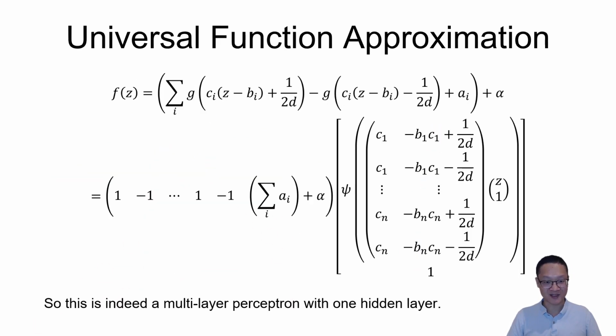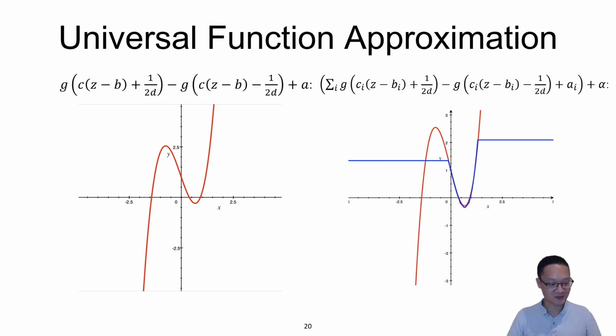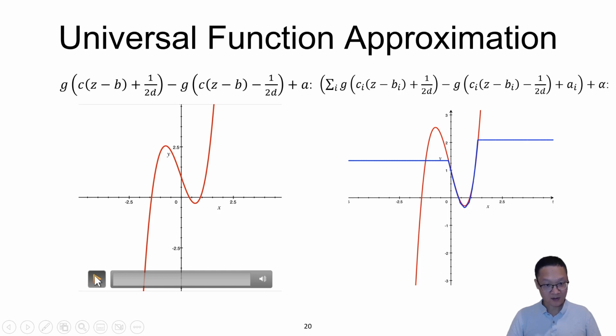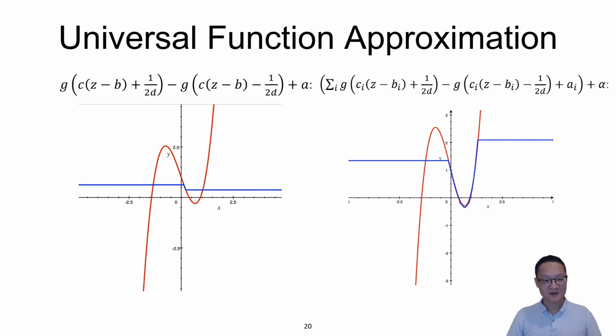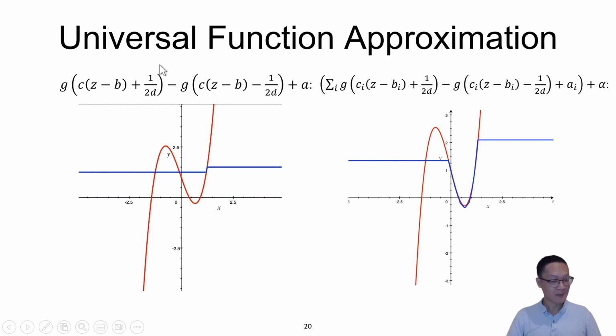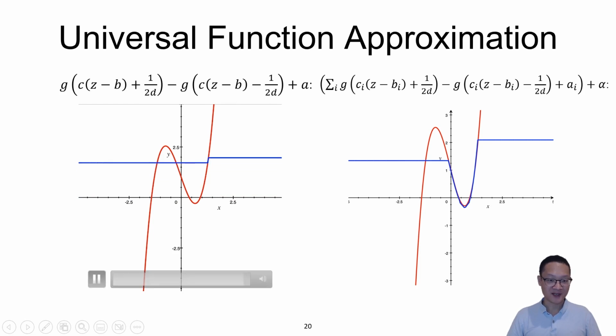So that's basically what the left animation is showing. It should be an animation. Let me see. Okay, there we go. I think it's playing. So by choosing the right parameters of this function up here, we can create a little piece that is matching locally the red function.